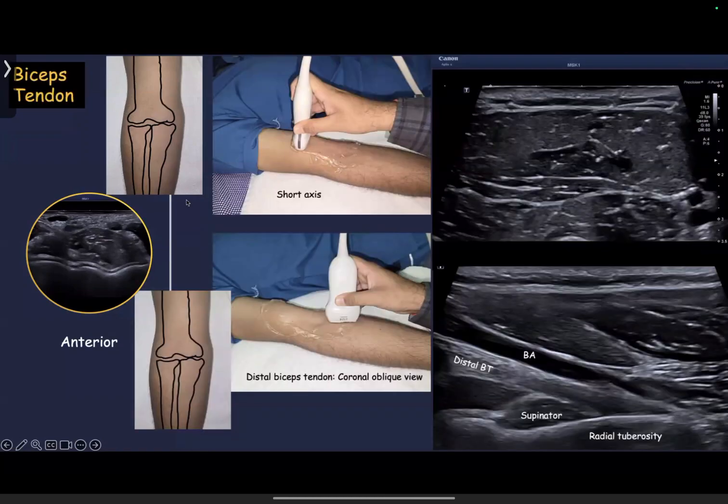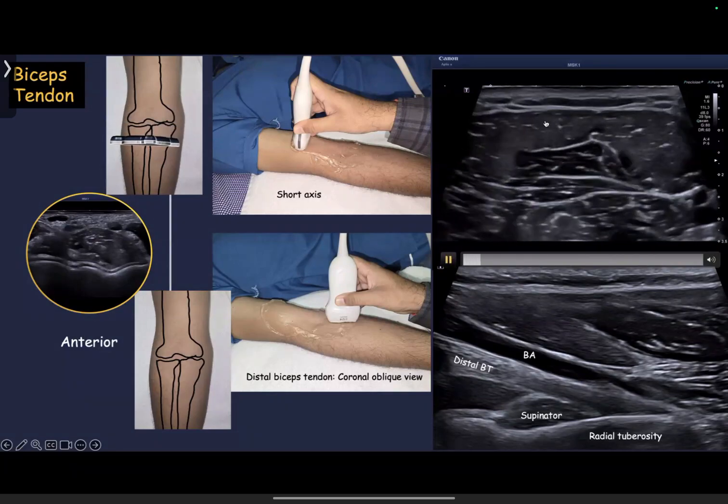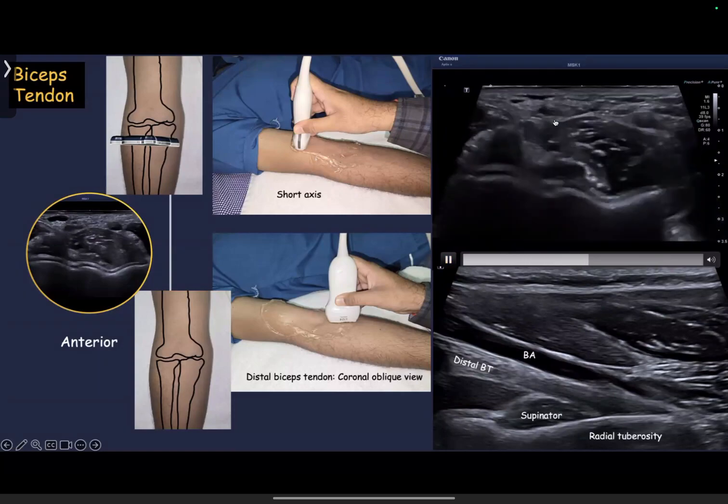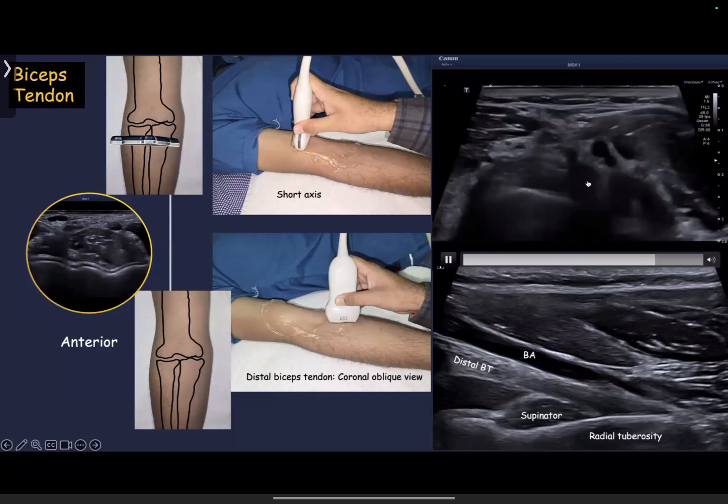Right. So to trace the biceps tendon, I have already told you it is very much prone to anisotropy. So we'll place our probe in a short axis at around 5 centimeters proximal to the joint line. Then we'll go down along the course of the biceps. I'll just show you the video. So this is the biceps muscle, this is the biceps tendon as I am going down. See, this is very much prone to anisotropy.